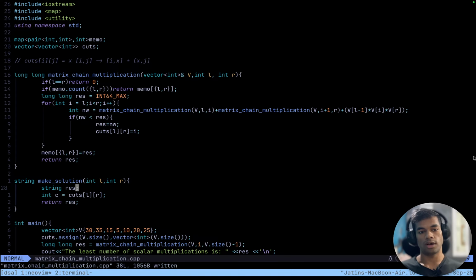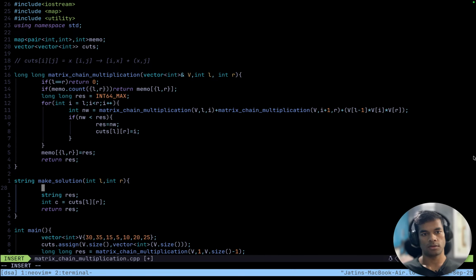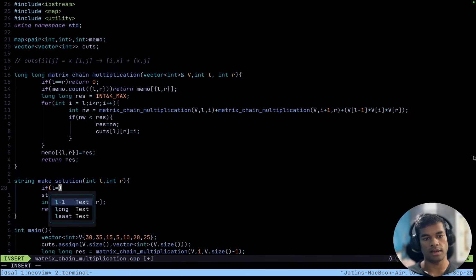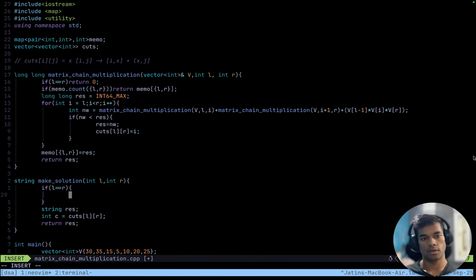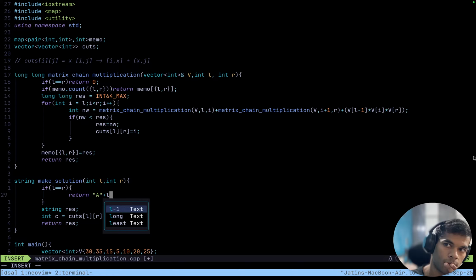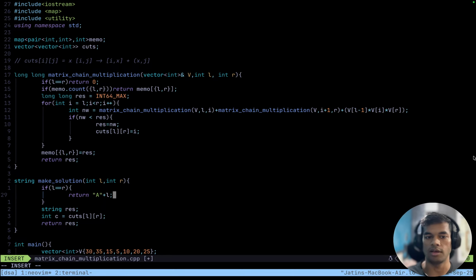And we will also like to have a base case. Yep. If L equals R, return. And how are we going to represent our matrix? We will represent it with numbers. No, no, no. We will return it with index, with A plus L. No, not A plus L, A plus L.